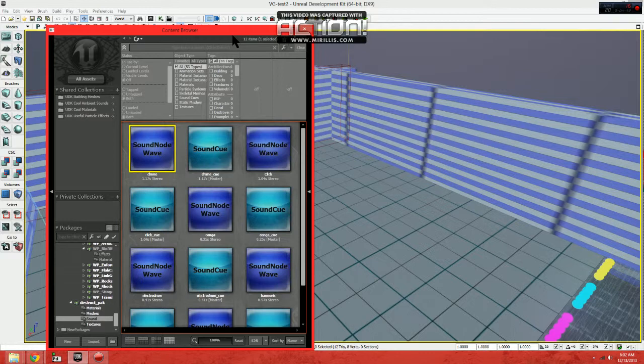Also, I do have some sort of volume adjustments that I'm doing in Kismet, but they're not dynamic. They're just for mixing purposes. Okay, so final thoughts on this.